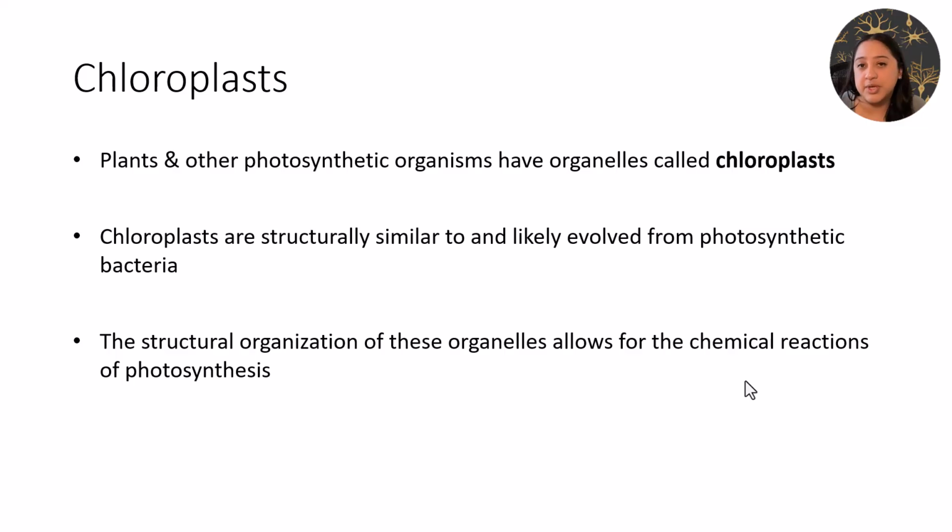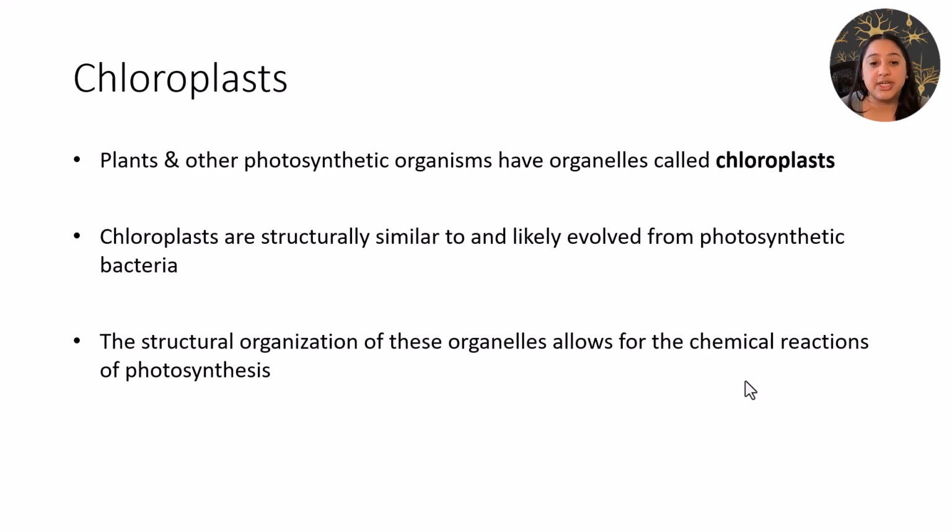So I believe we also mentioned this in the tour of the cell lecture, that both mitochondria and chloroplasts are really similar to bacteria, or like some early proto-prokaryote. And so they kind of just got taken up into a pre-eukaryote, and then evolved together in this symbiosis. And so that's the endosymbiont theory. So yeah, chloroplasts are structurally similar to and likely evolved from photosynthetic bacteria.